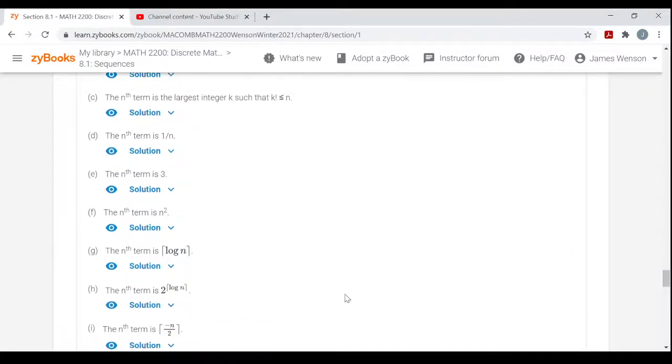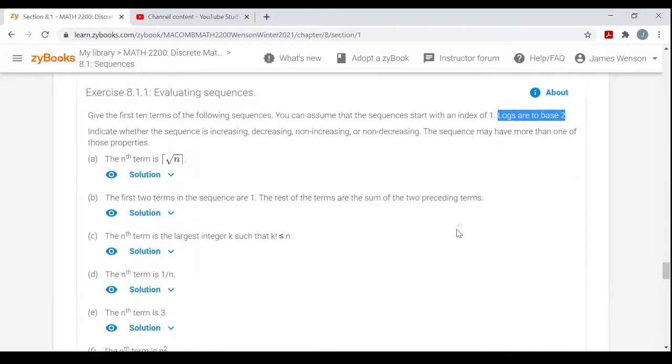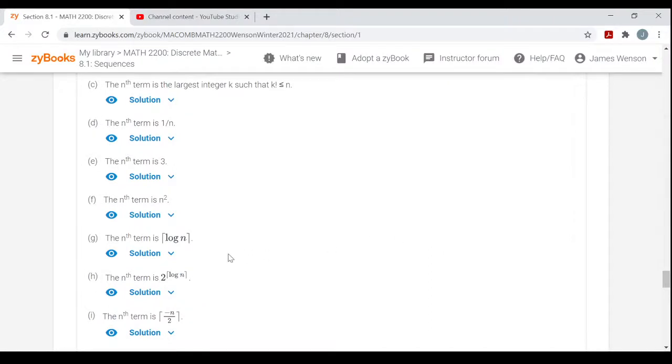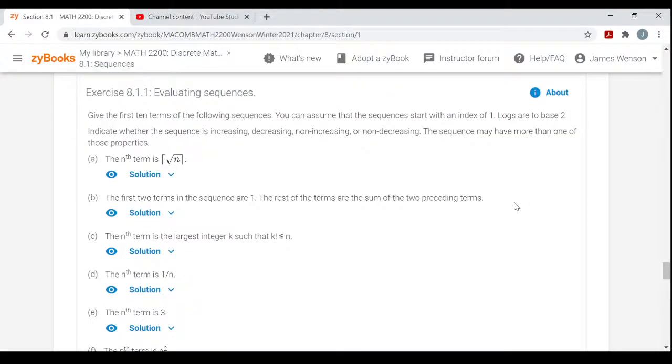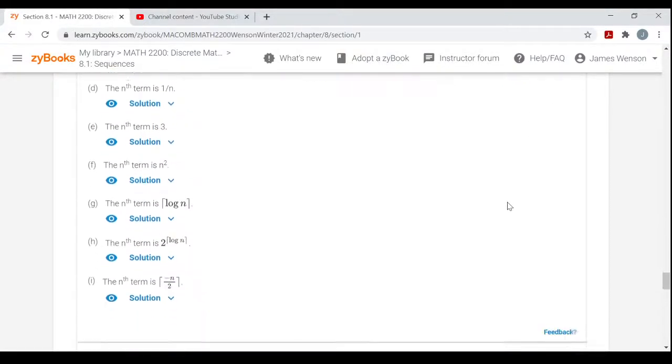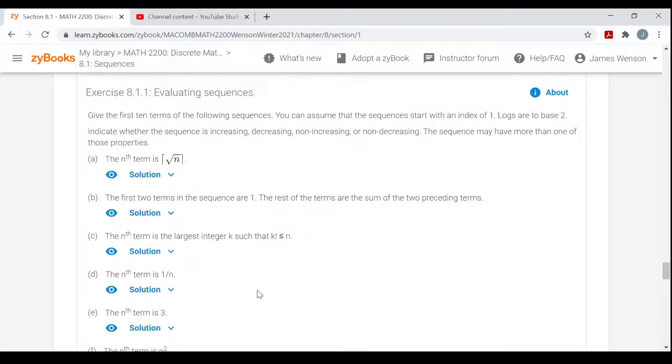Now they do say when you have a log, pay attention, logs are to base 2. Logs are base 2, not 10. So unfortunately, if you use the calculator and you put in the log button on the calculator, that's going to be wrong. They're saying logs are base 2, not 10. So be aware of that, please, and pay attention to your ceilings and floors and all that.